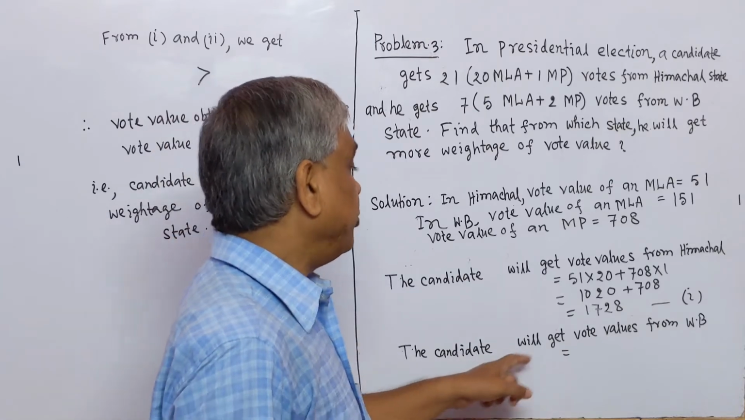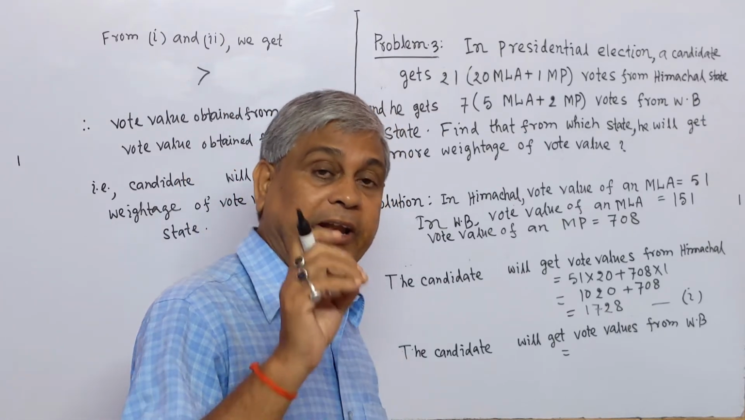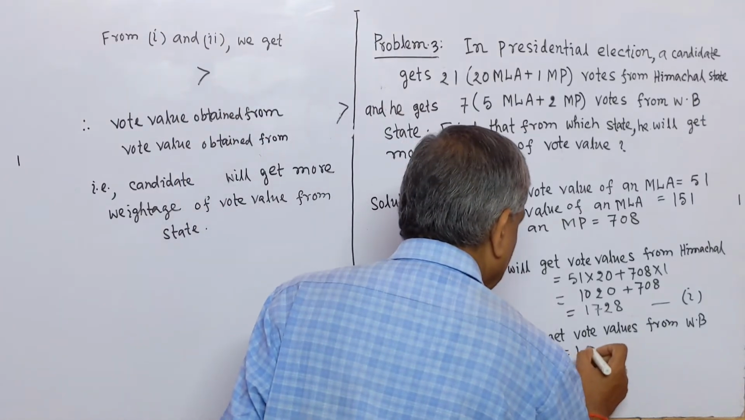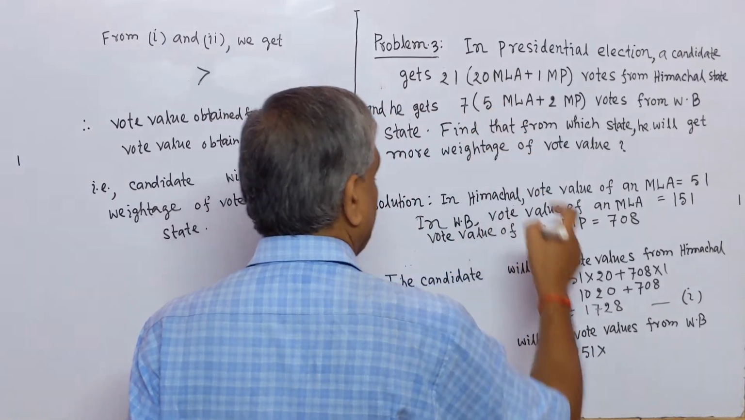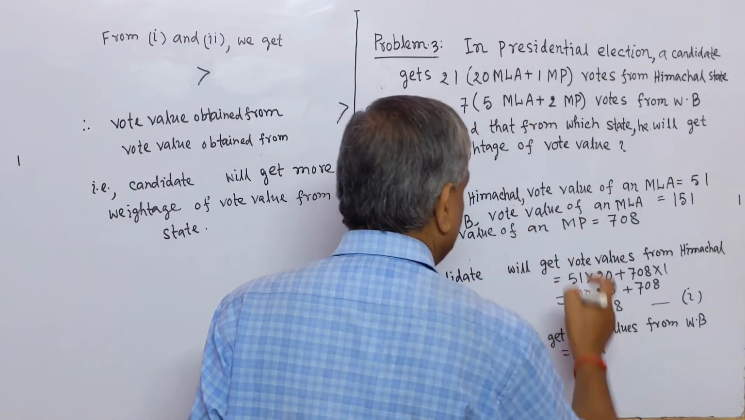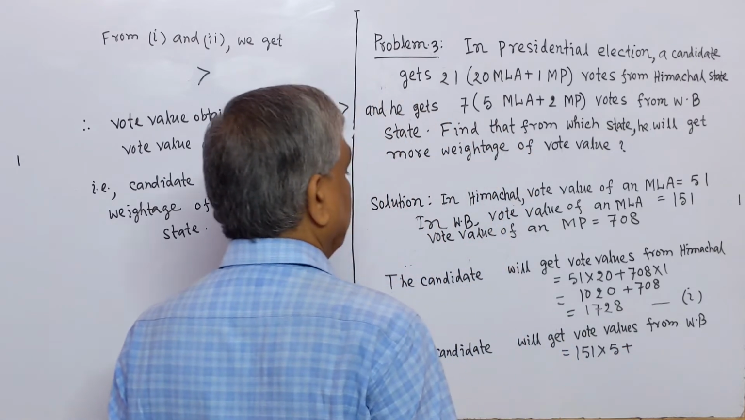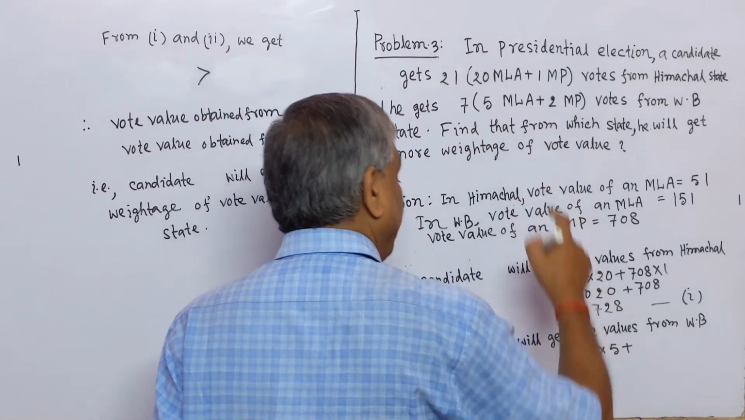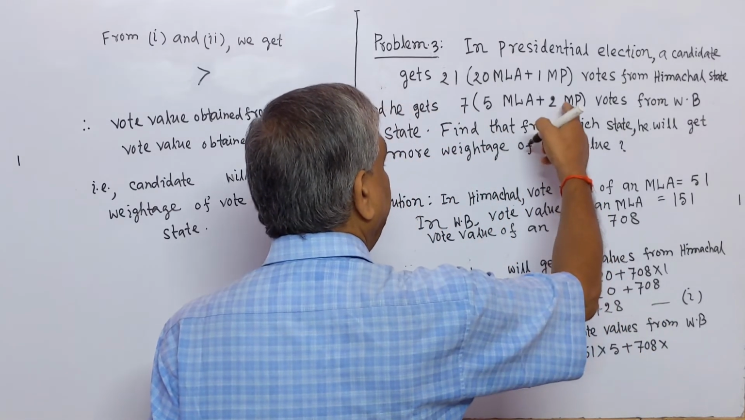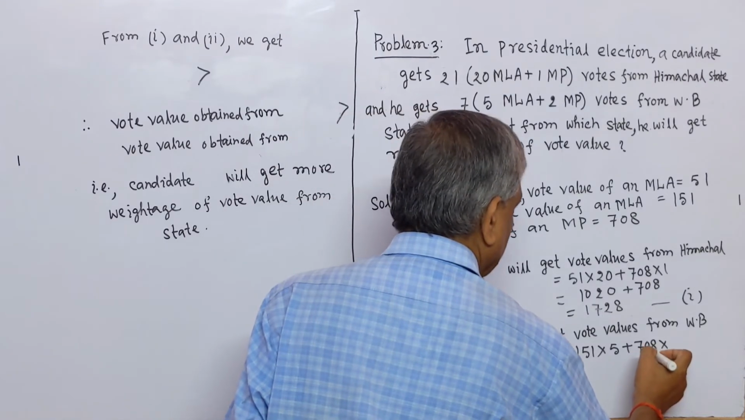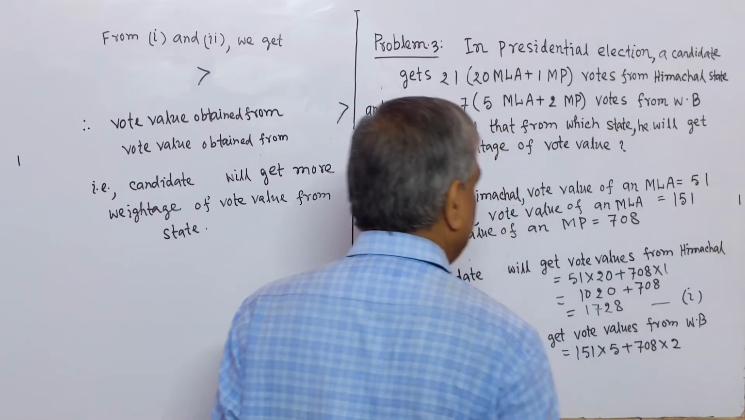Now the candidate will get vote values from West Bengal. Since in West Bengal, vote value of an MLA is 151. He gets 5 MLA votes from West Bengal. So, vote value of 5 MLA votes will be 151 multiplied by 5 plus vote value of an MP is 708. He gets 2 MP votes from West Bengal. So, vote value of 2 MP votes will be 708 multiplied by 2.